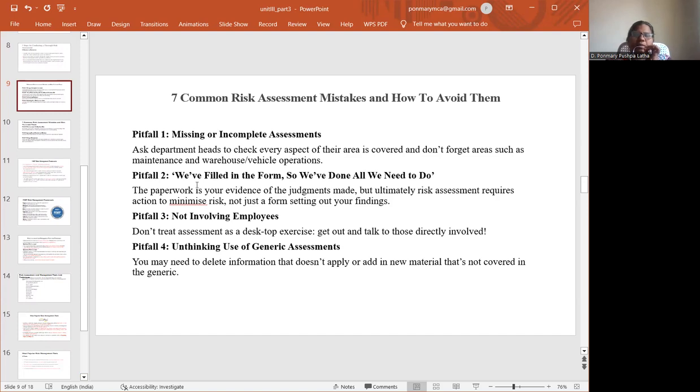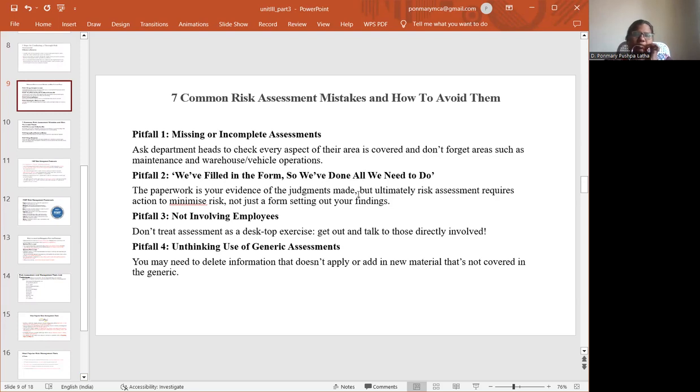The second one is, we have filled in the form, so we have done all we need to do. When the people assess, they will be just filling the form. Actually, they have to thoroughly check the things, keep the evidence, and make the judgment.